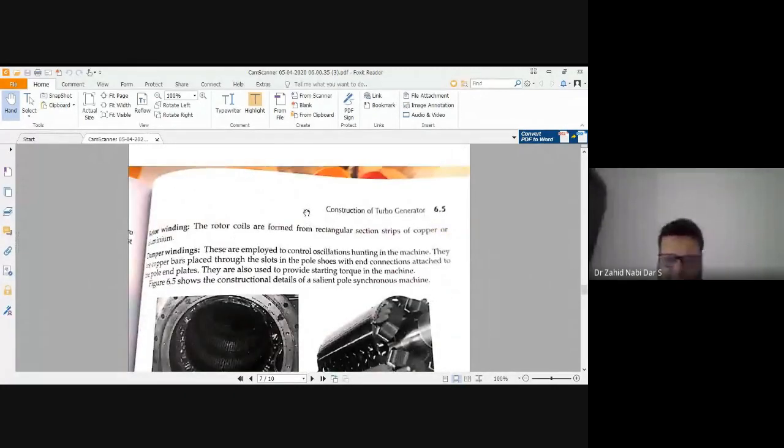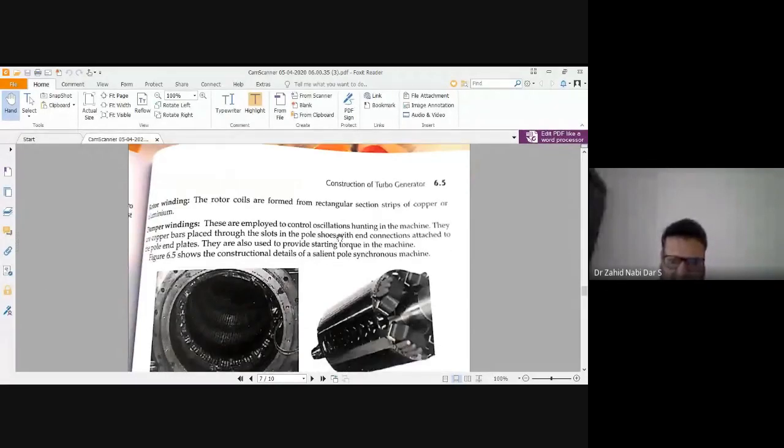Now, as far as your cylindrical arrangement is concerned, usually it is used with steam turbines, like in India we have in Raichur in Karnataka, and in other places in Karnataka and Tamil Nadu. Yes, we have a steam power plant in Raichur. Maybe other places also, but I remember I visited during my BTech days. So the rotor coils are formed from rectangular section strips of copper or aluminum.